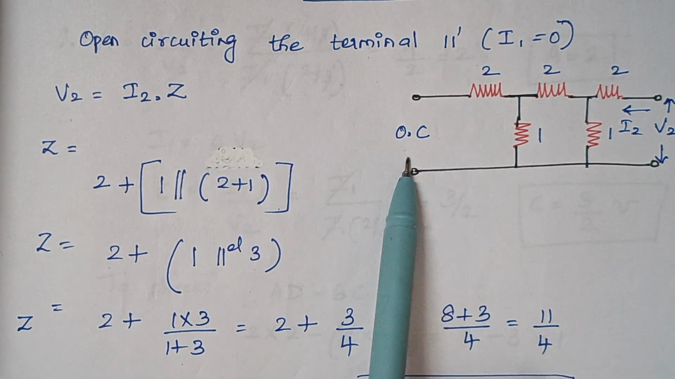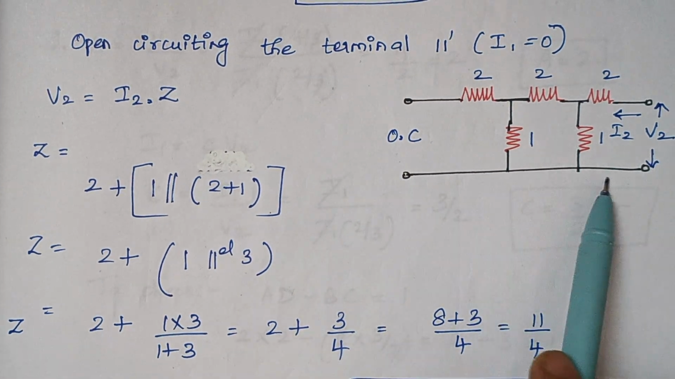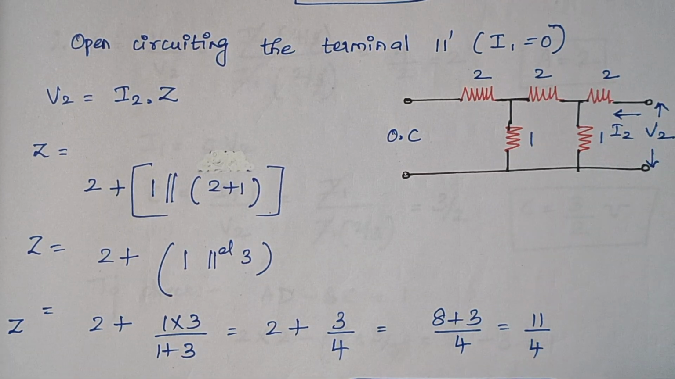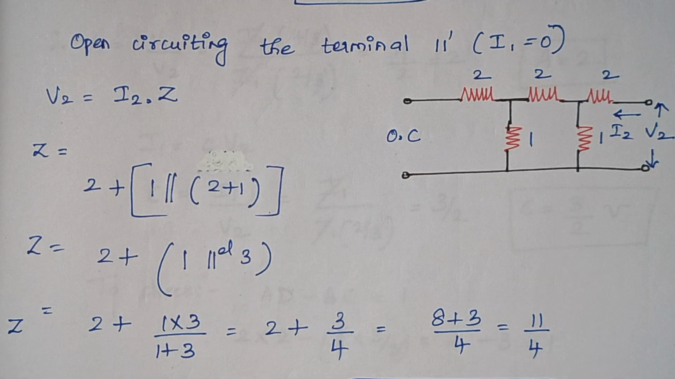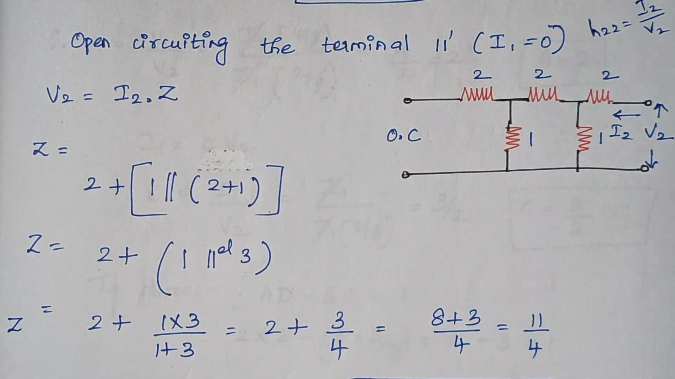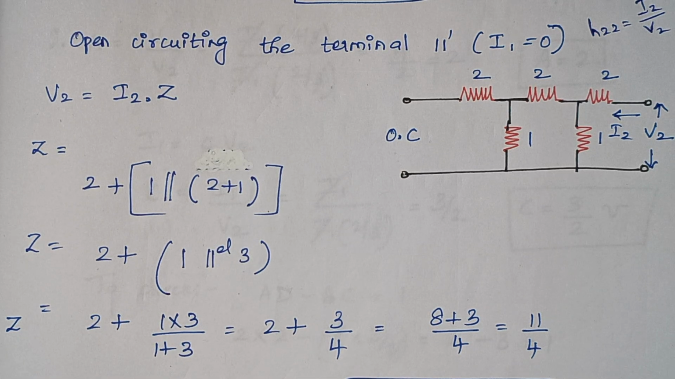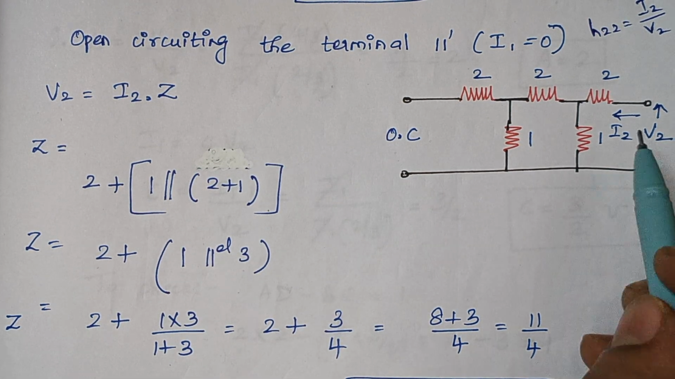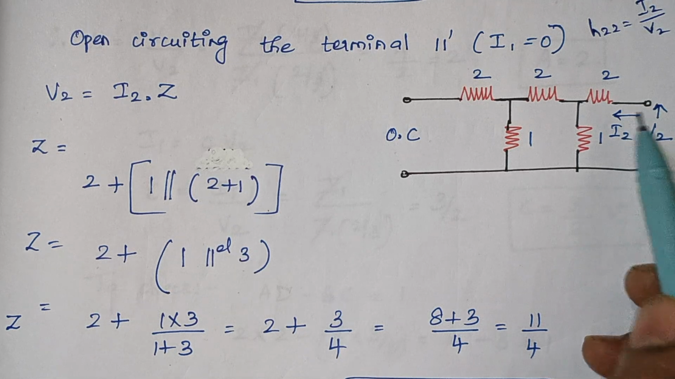So here you see we had made this port open circuited. We had open circuited this input side, and this is how our circuit looks like. Here this is V2 and this is I2. Now the first step, we are going to calculate the value of H22. H22 is nothing but I2 by V2. So now we are going to calculate the value of V2. V2 is nothing but I2 into Z. So here we are going to calculate the value of impedance.